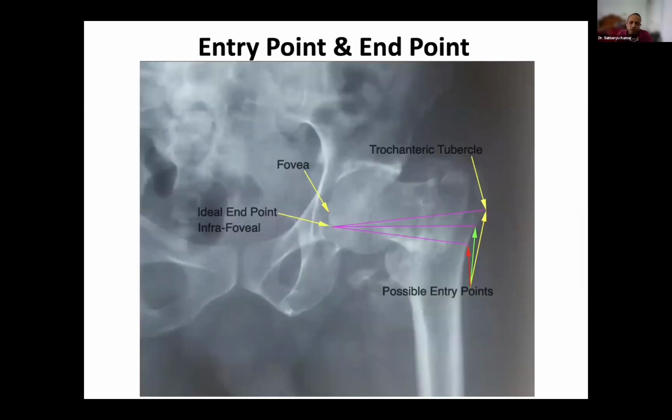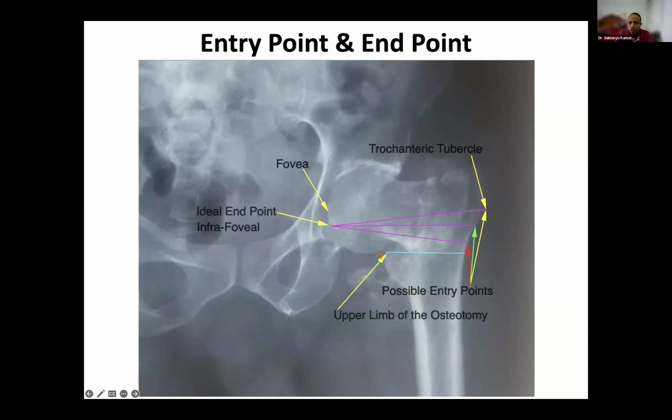So how we'll select the angle of the angle blade plate, because we'll use the angle blade plate as the correcting device. If you see this picture, there are three possible entry points for the angle blade plate. But ideally, we prefer a particular entry point, which is usually the inferior quadrant and which is infrafoveal in location.